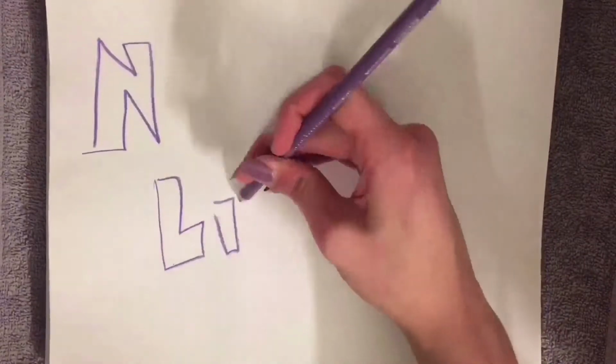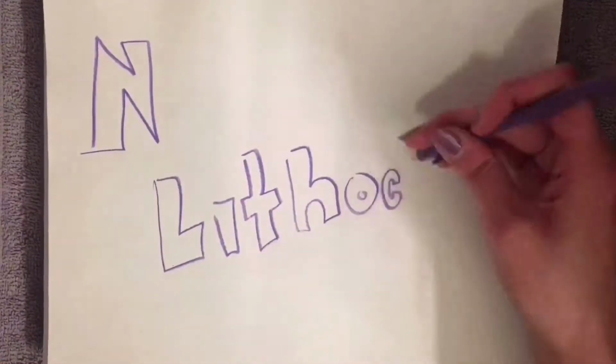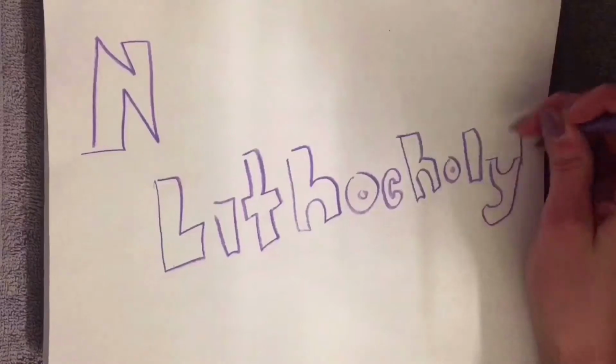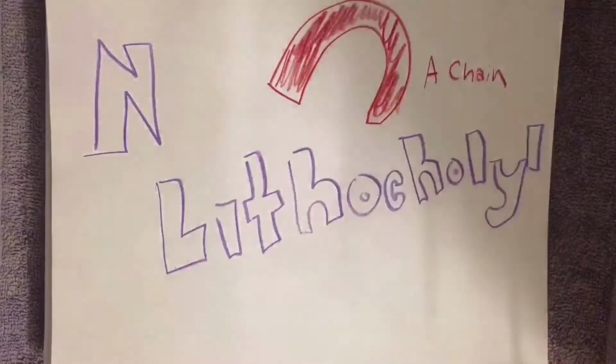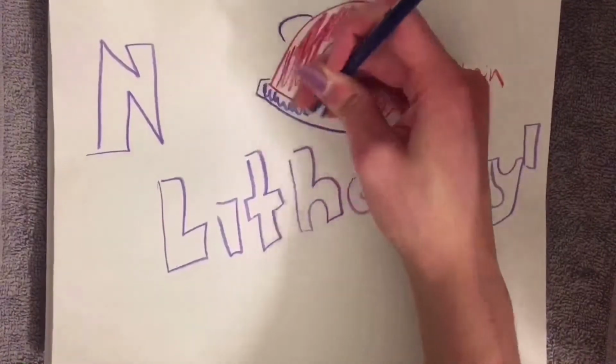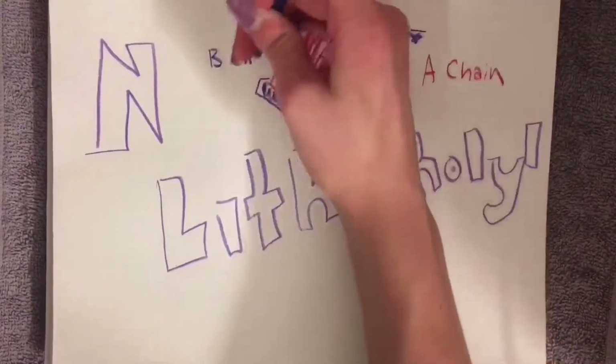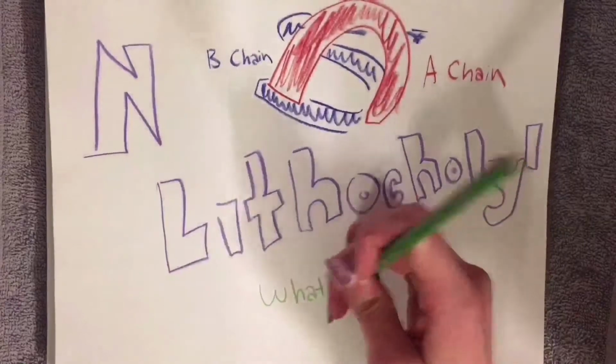N-Lithocholyl insulin is very similar to normal insulin. It has an A chain and a B chain, and it is capable of forming normal dimers and hexamers. However, what makes this strain of insulin special is, you guessed it, lithocholyl. What is lithocholyl? What does it do? Let me back up for a second.